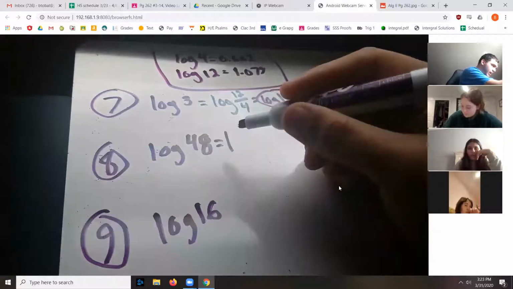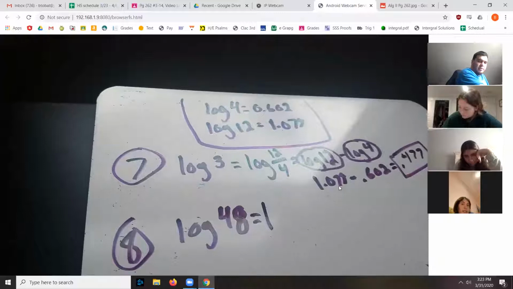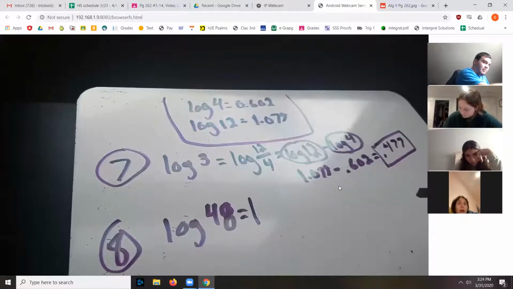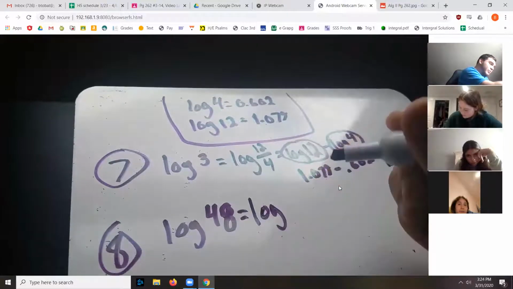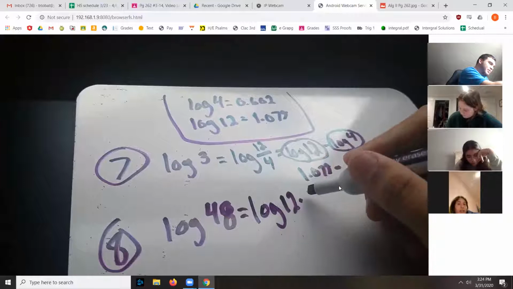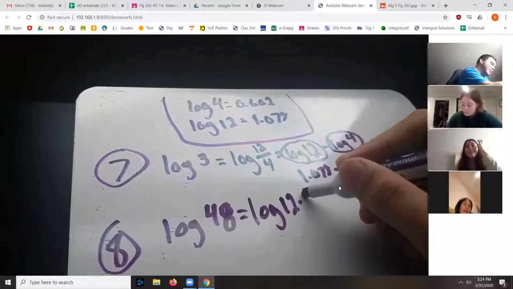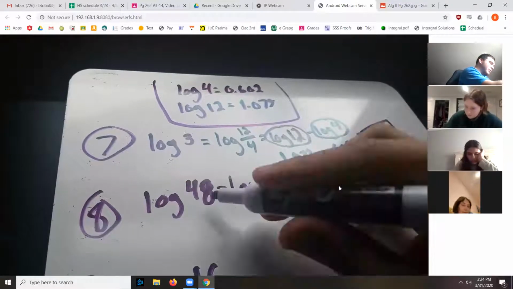So log 48, I need somehow with 12 and 4 to make 48. 7, 8. 12 times 2. 12 times 3. No. 4. Good. 12 times 4. So 12 times 4 is going to be the way to make it a 48.